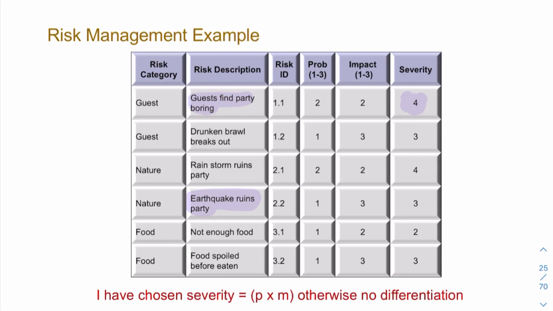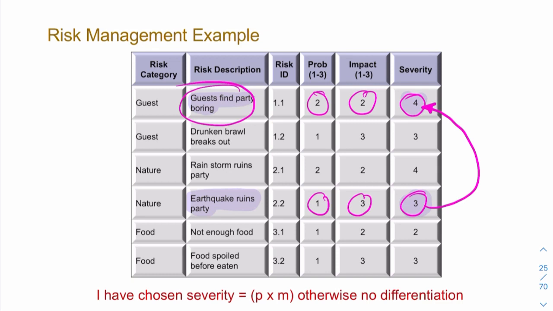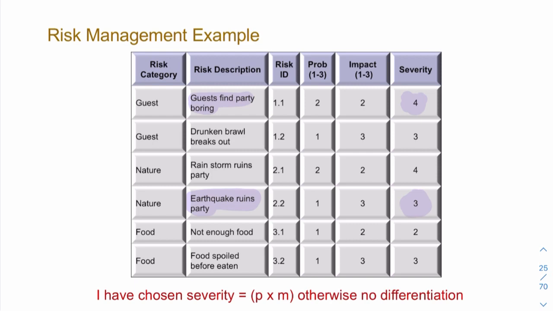So if you look at it, even though it's an earthquake, it's less severe than people finding the party boring, because there you had 2 times 2 is 4, and here 1 times 3 is 3, so it's still less of an issue. And that makes sense. Usually when people plan birthday parties, they don't worry about earthquakes.